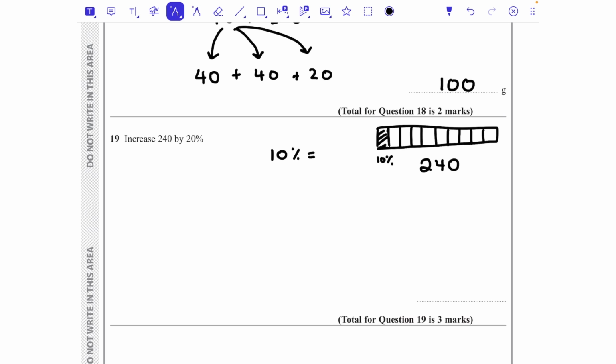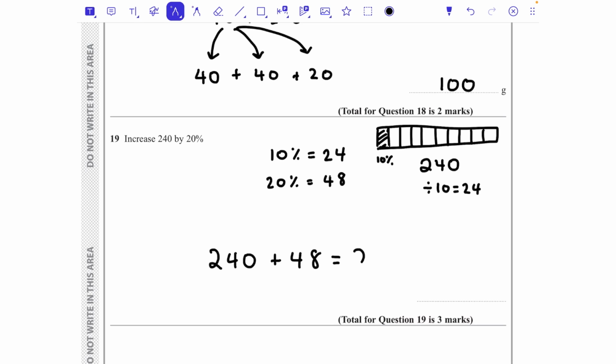So 10%, we're going to divide by 10. 240 divided by 10 is 24. Remember, when you're dividing by 10, you're moving all the numbers one place to the right. So 24. That means that 20% is 48. And therefore, if we are increasing 240 by 20%, we need to add that 48 on to that number. So 240, add the extra 48 is 288. And that's for 3 marks.